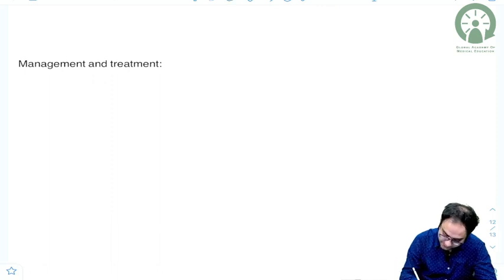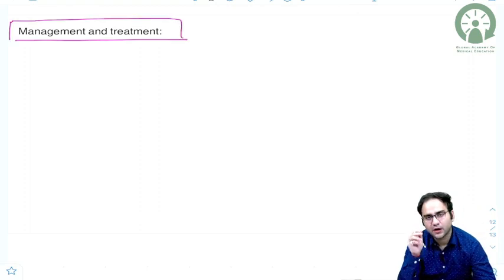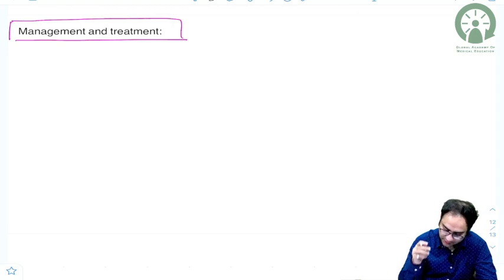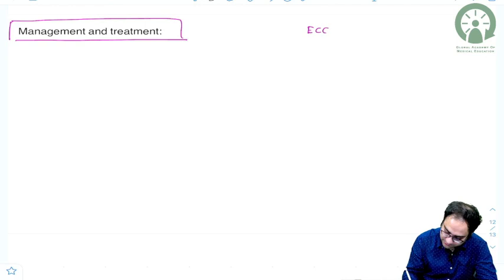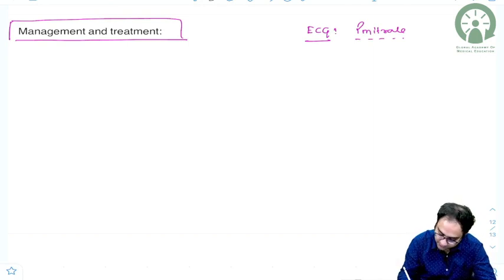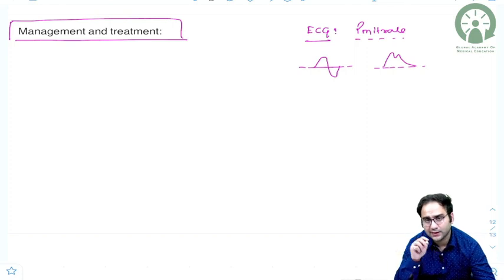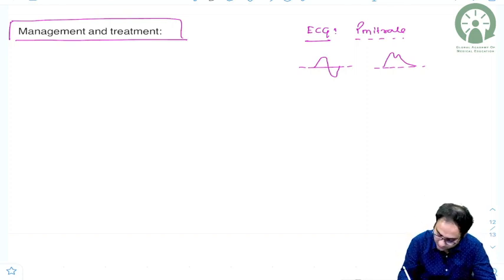Next we move on to the management and treatment part. How will you manage and treat? So first, how will you diagnose, right? Clinically we have got so many features, but you have to confirm. So what will you get in ECG? You get what is known as the P mitral. What is P mitral? You will get either a bifid P wave or a notched P wave, right? This is what the P wave looks like in the ECG of a mitral stenosis patient.